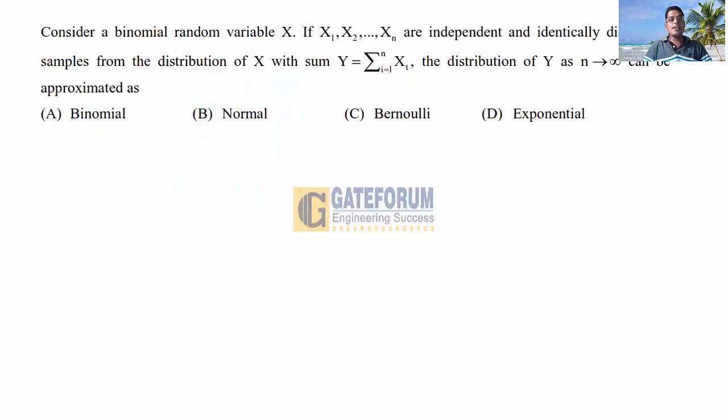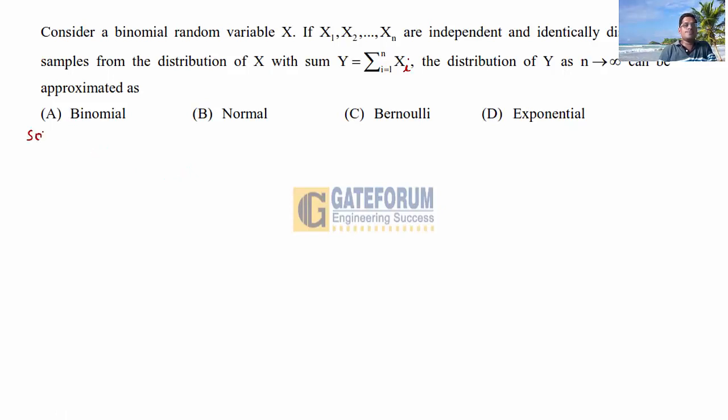The question is, consider a binomial random variable X. If X1, X2, and so on Xn are independent and identically distributed samples from the distribution of X, with Y = summation i = 1 to n of Xi, the distribution of Y as n tends to infinity can be approximated as, four options A, B, C, D given. This question is from engineering mathematics, from the topic probability and statistics, subtopic distributions, that is binomial and normal distributions.